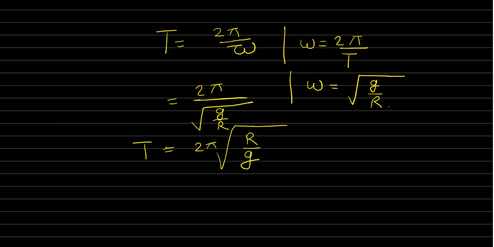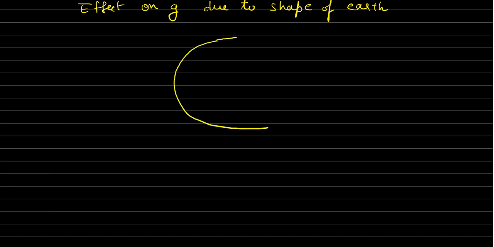Next point we are taking is the effect on acceleration due to gravity due to the shape of Earth. So this is Earth, and the actual shape I can draw in blue color, where the poles are almost flat and the equator is bulged.